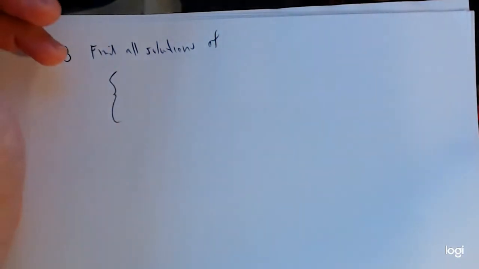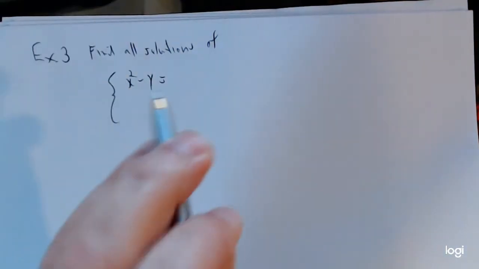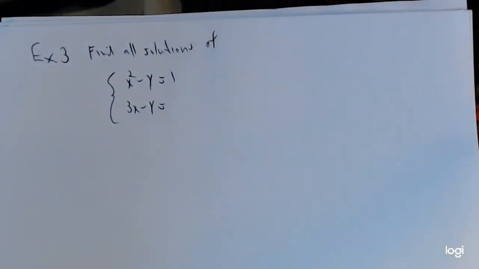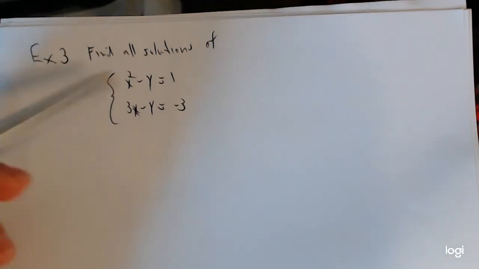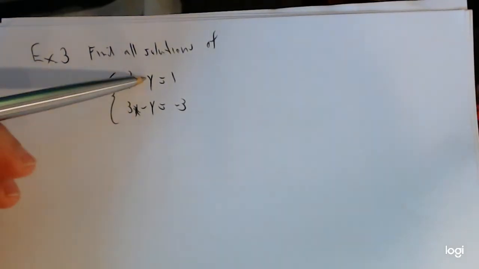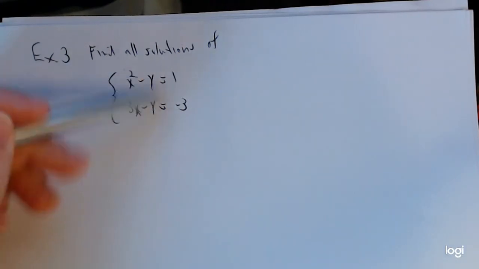So find all solutions of x squared minus y equals 1, and 3x minus y equals -3. So once again, if you look at this, what you notice is you could use either substitution or elimination. How come? Not because you could eliminate these guys, but you could eliminate these guys. So I think the easier way would be elimination.